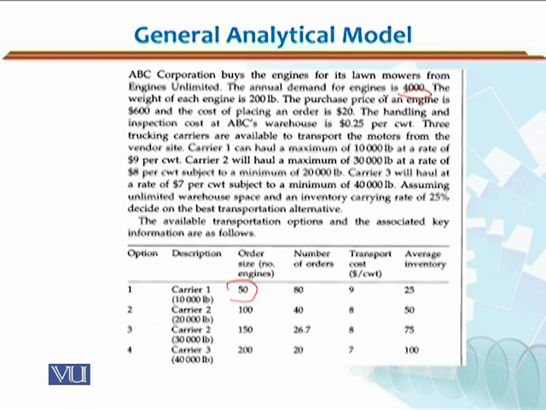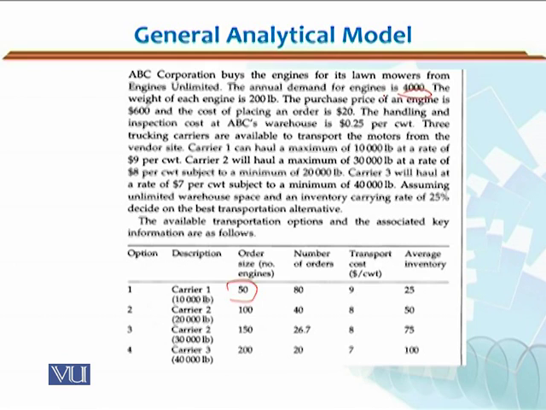That would be 27 orders, not 26.7, because the number of orders should be a discrete number. But theoretically, it is 26.7. My transportation cost, of course, would be 8, same. And the average inventory which I should maintain would be 75. That would be 1 over 2 Q.